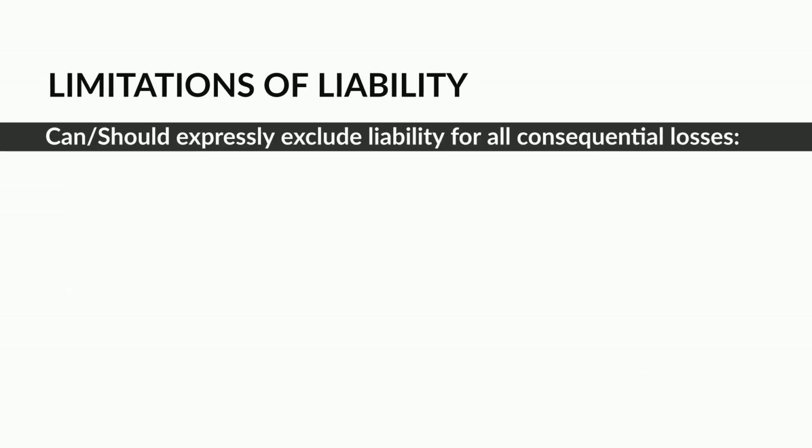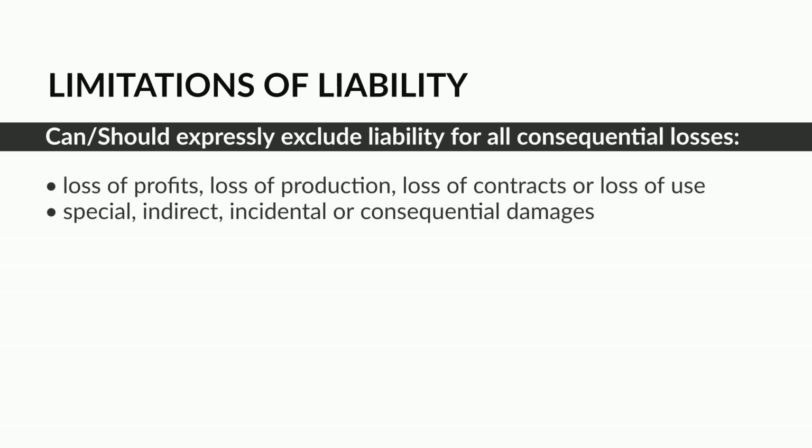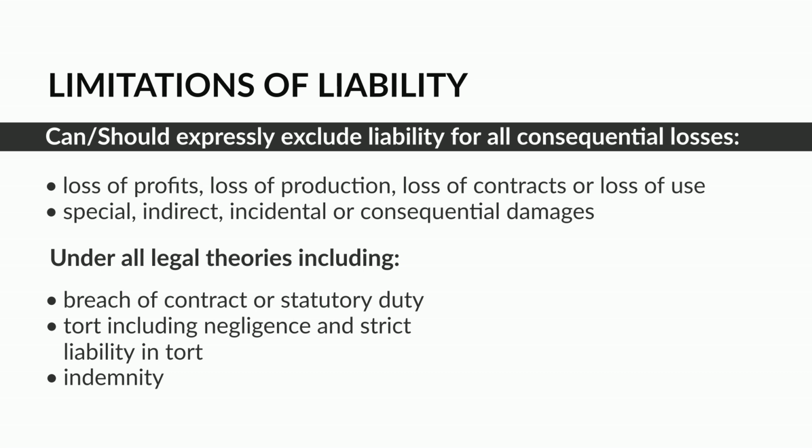Can and should expressly exclude liability for all consequential losses. Loss of profits, loss of production, loss of contracts or loss of use. Special, indirect, incidental or consequential damages. Under all legal theories including breach of contract or statutory duty. Tort including negligence and strict liability in tort.